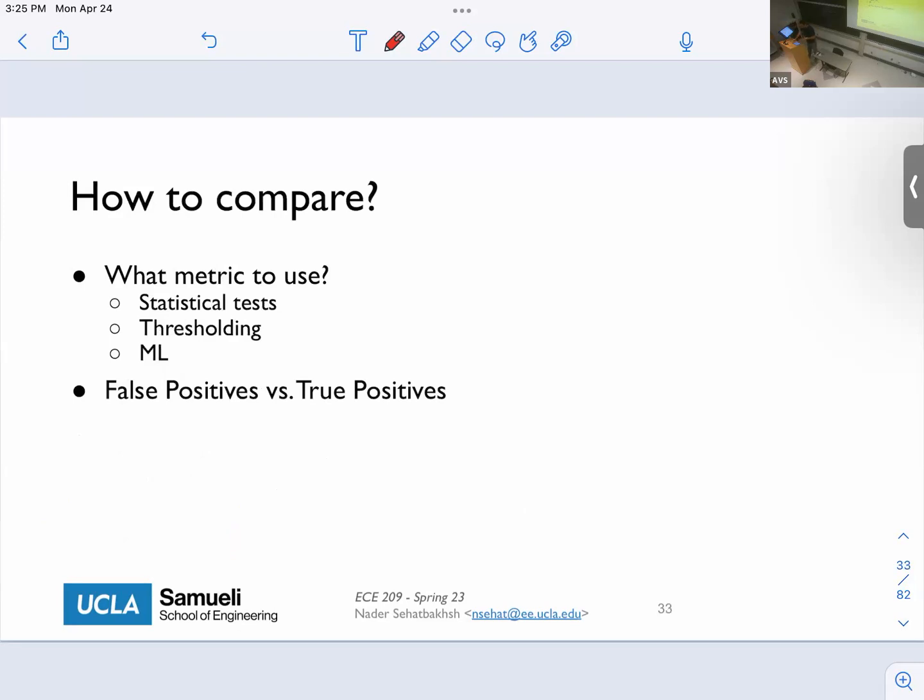Again, for the comparison, you can use different metrics, statistical tests, thresholding, machine learning. And one of the big problems in malware detection and generally anomaly detection is the trade-off between false positives and true positives. What is really happening is that if you're really aggressive in detecting malware, your true positive goes up, which means that you can detect all the malwares that you want. But on the other hand, your false positive also goes up, which means that you're also labeling correct executions as malware, because you're very, very sensitive to detecting malware.